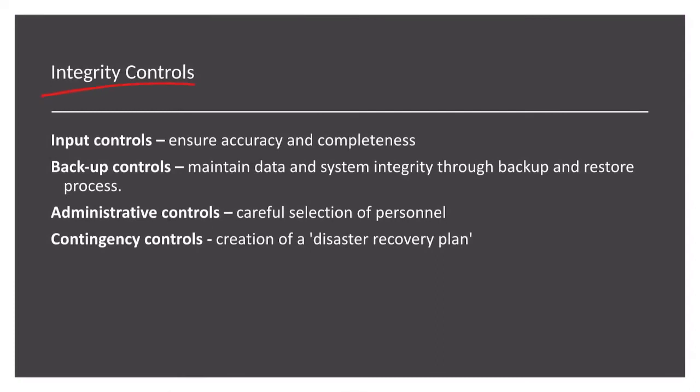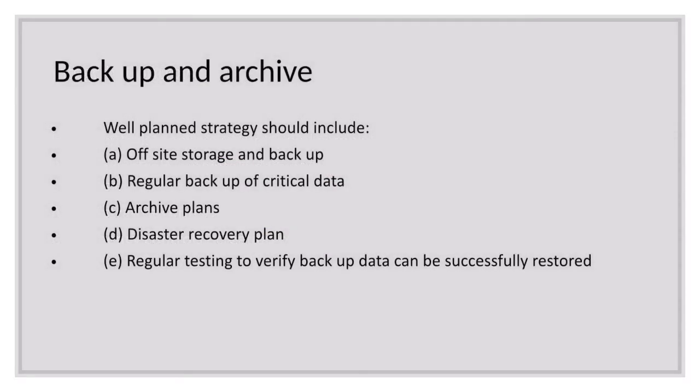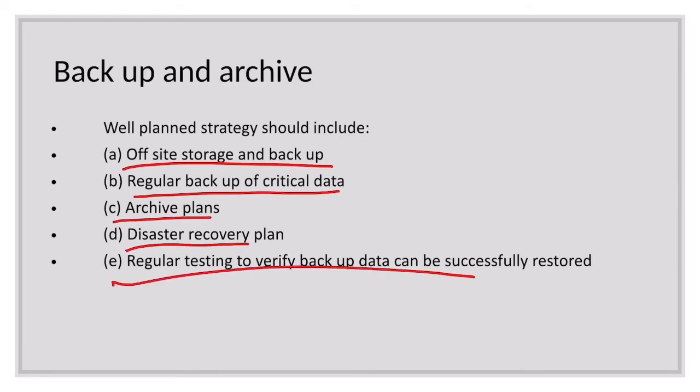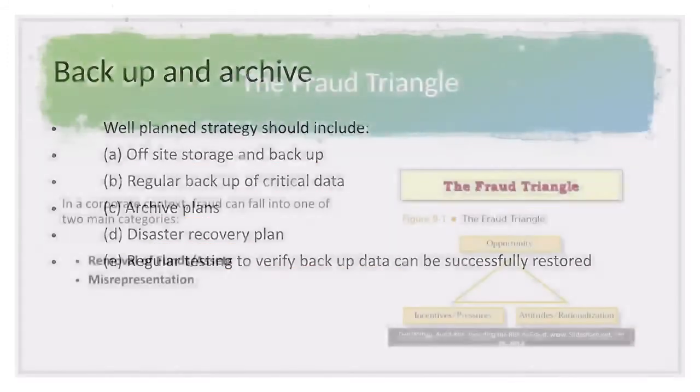Okay, what are the integrity controls? Input controls, ensure accuracy and completeness of transactions. Backup controls maintain data, okay, through backups and restore process. Administration controls are basically careful selection of personnel. Contingency controls are basically what are you going to do? What if this happens? What if that happens? Backup and archive. A well-planned strategy should include offsite storage and backup, regular backup of critical data, archive plans, disaster recovery plan, and such backups to prevent the loss of data.